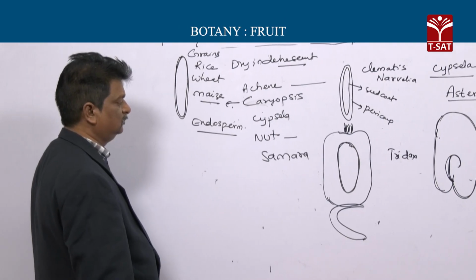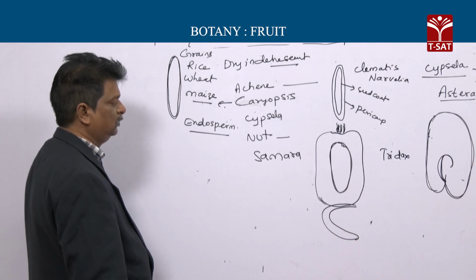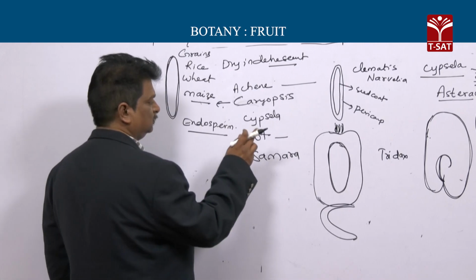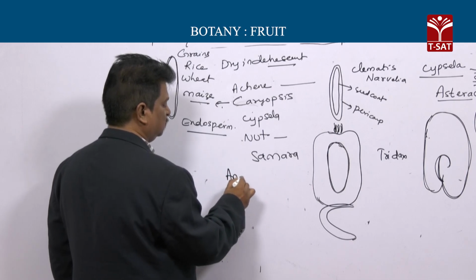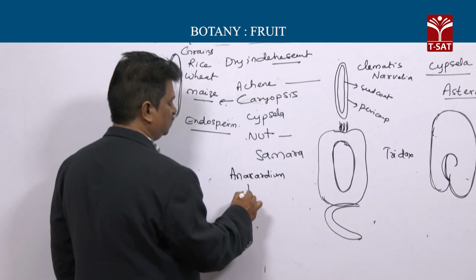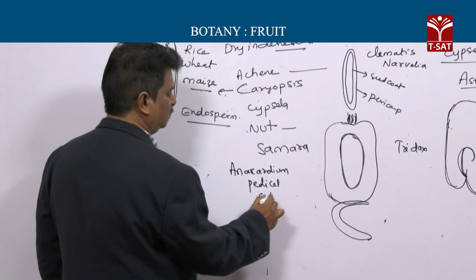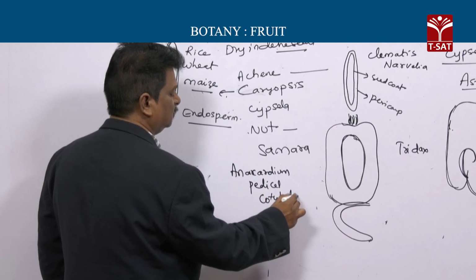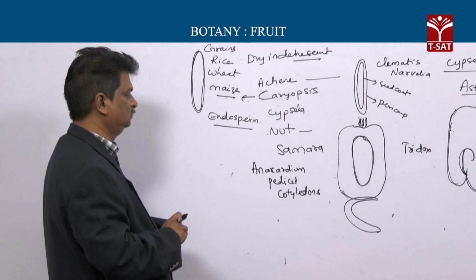Among indehiscent fruits, the nut has a hard pericarp, and in a nut, true and false fruits occur side by side. An example of a nut is Anacardium, common name cashew nut. In Anacardium, the edible parts are the pedicel and also the cotyledons.